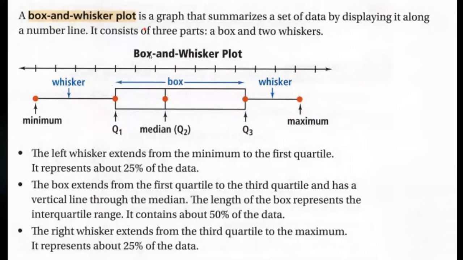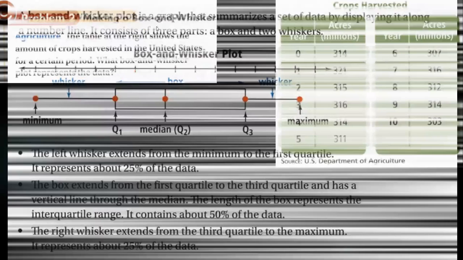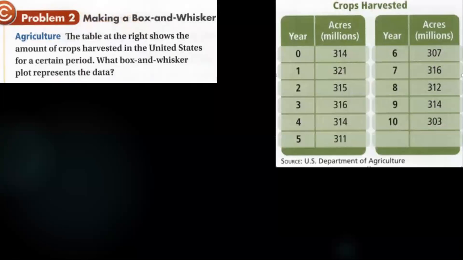Let's have an example here in order to understand what I said. Let's solve this example: making a box and whisker plot. The table at the right shows the amount of crops harvested in the United States for a certain period. What box and whisker plot represents the data? In order to summarize the data by box and whisker, I need to find Q1, Q2, Q3, minimum and maximum.